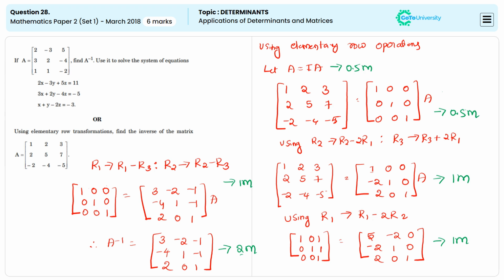And every value here should be matching correctly. Then only you get the complete 6 marks for this question.